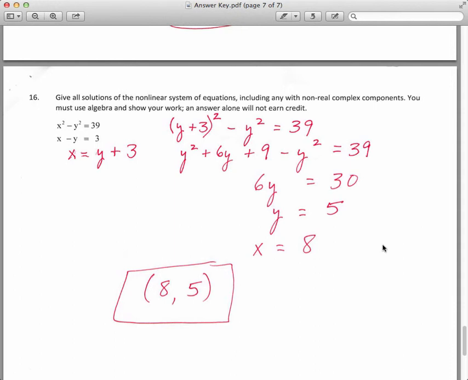So taking the second equation and solving for x, we find out that x is equal to y plus 3. We substitute y plus 3 in place of the x in the first equation, and then simplify and solve. So we end up with y equals 5. Take that answer of y equal 5 and substitute it in place of the y back over here, and then we get x equals 8. So our solution is the ordered pair 8, 5.